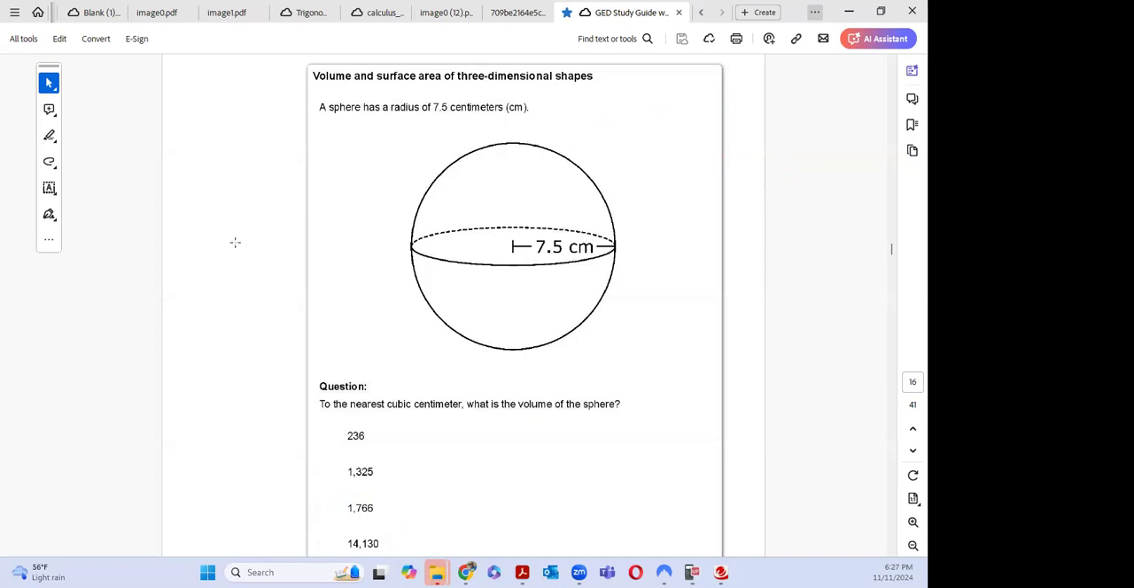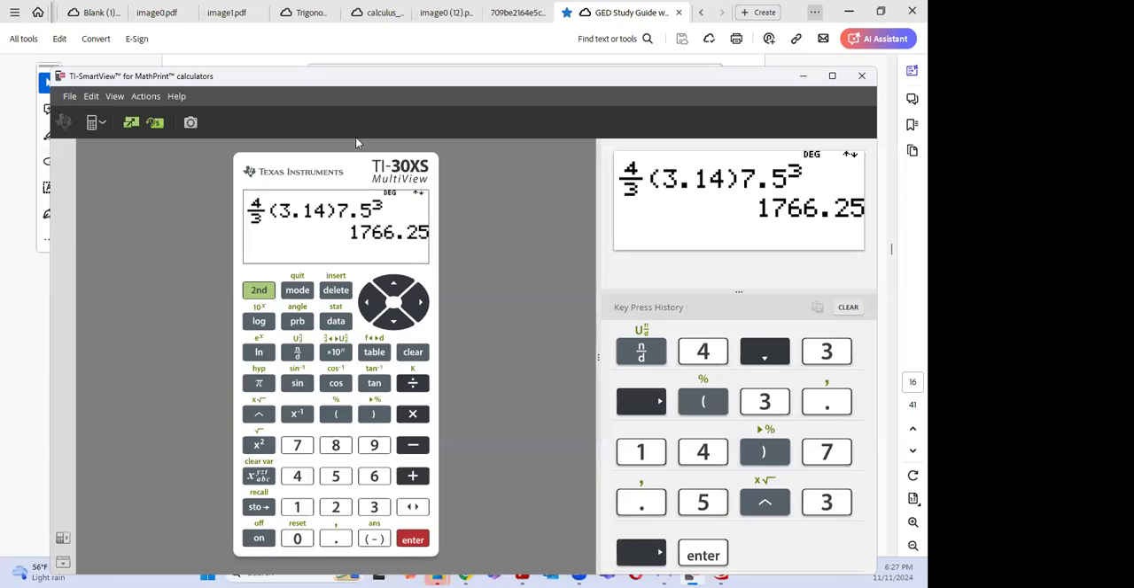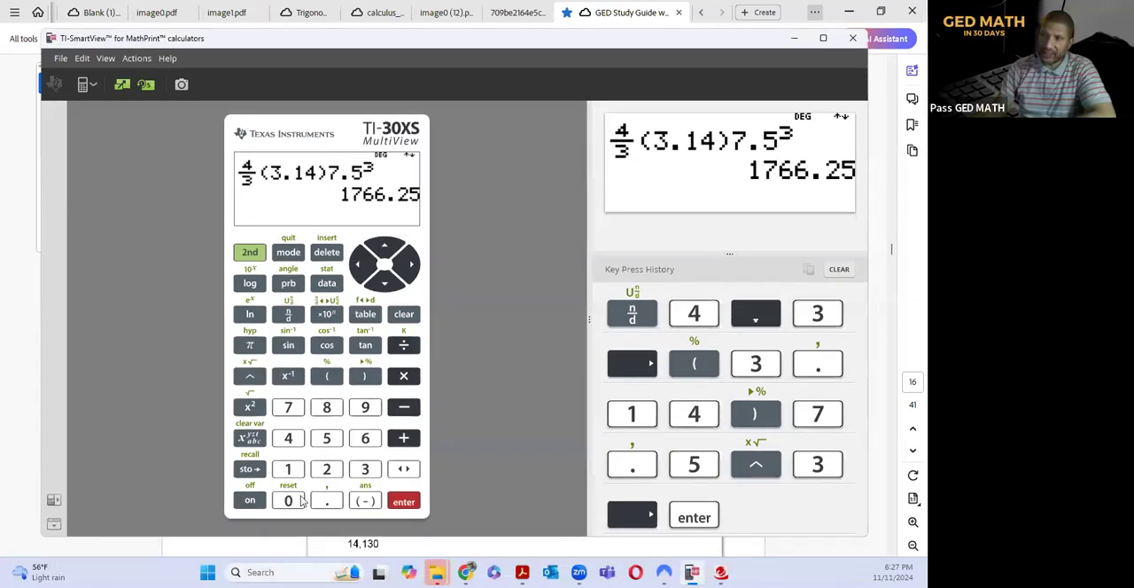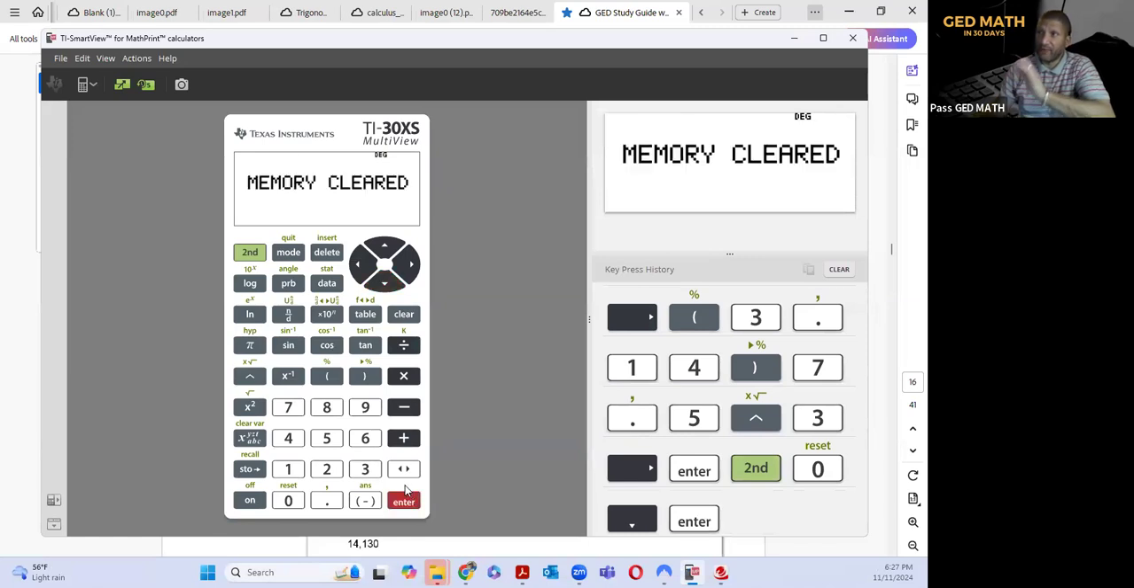Mr. Tinley, I just need some help to clear my calculator. How to clear it? Yes. Okay. So the first thing you want to do is, if you notice, it says green, it says reset. Hit second and hit reset. Hit yes. That'll clear everything out.